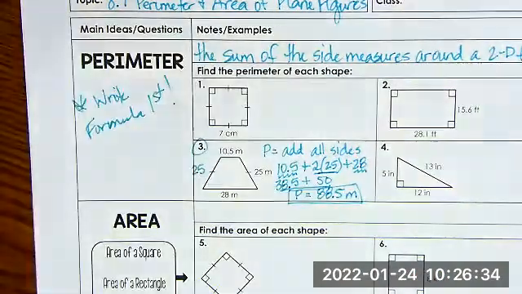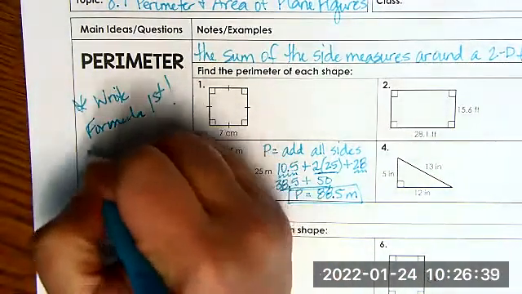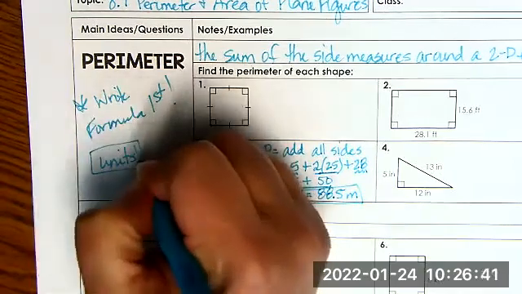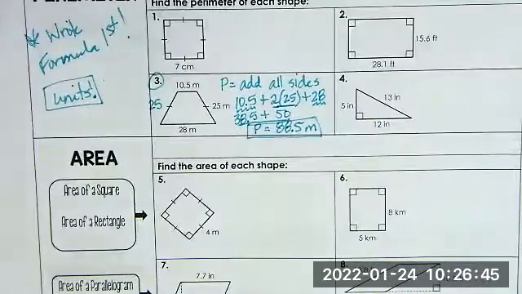Okay, and perimeter is just units. It's not units squared, it's just units. Okay, moving right along. Let's talk about area.